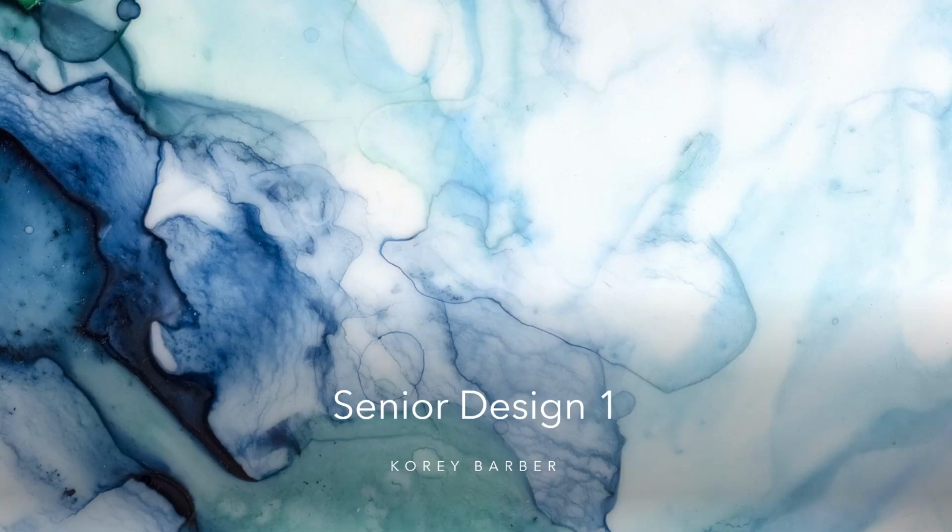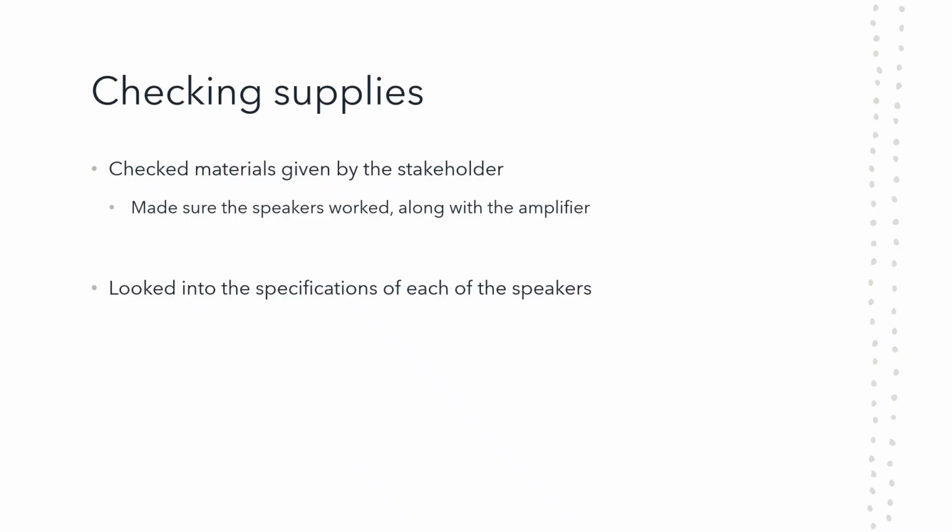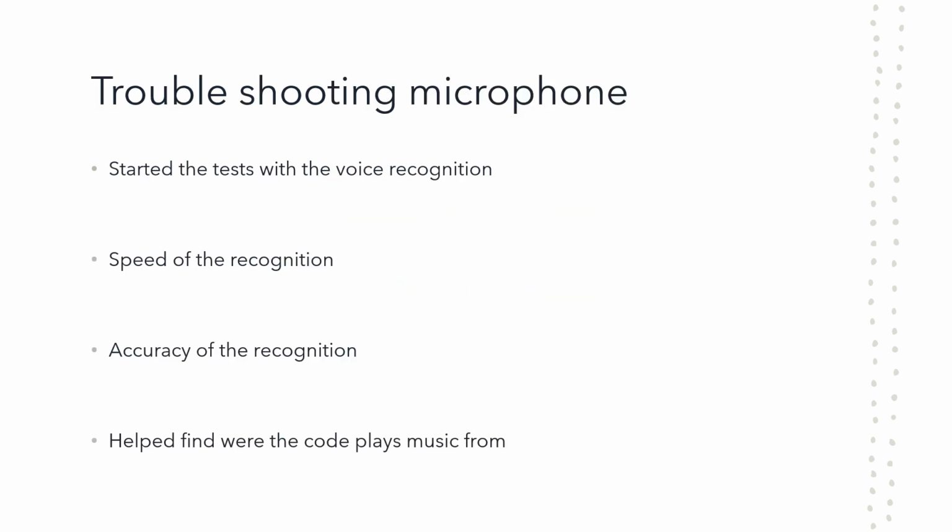Hello, I'm Corey Barber. I'm an electrical engineer working on the voice control boombox project for Senior Design 1. At the beginning of the semester, I helped with checking all the components that our stakeholders provided with us. This involved checking to make sure none of the speakers were broken during transportation, and then making sure the amplifier worked. Another way we did this was we hooked everything up together and we played music through it. I also looked up the specifications of the speakers so that we knew the frequency responses of each, along with power rating and the impedance.